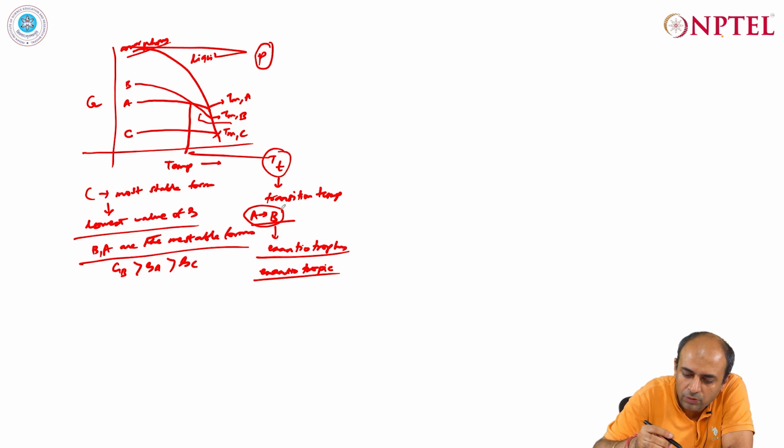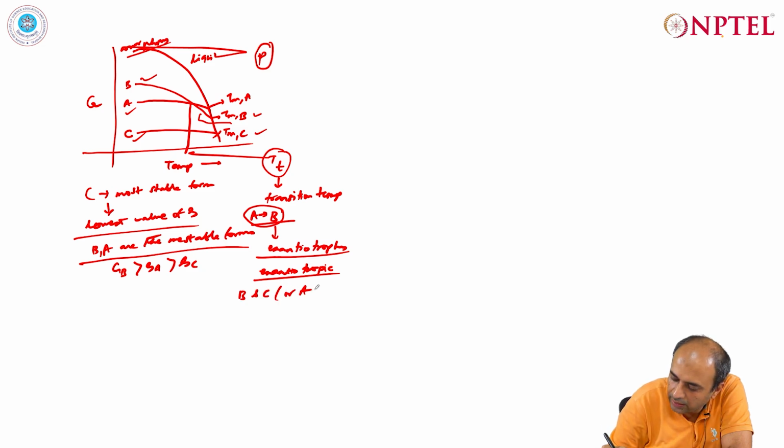However, if you were to look at A and C or B and C, they all exist over the entire range of temperature before they melt at the melting point of TMB and TMC. Therefore, B and C or A and C are monotropes. These are monotropes.